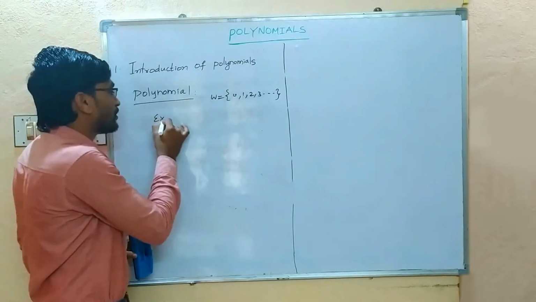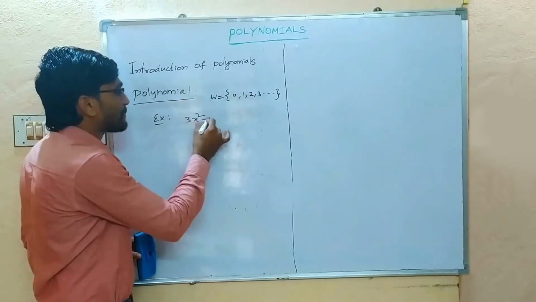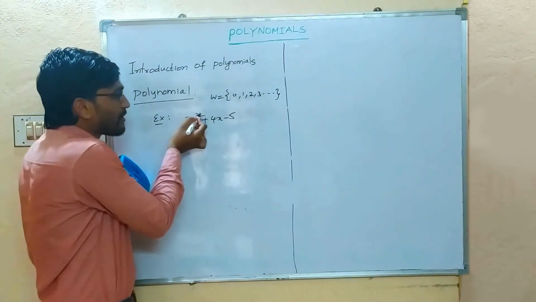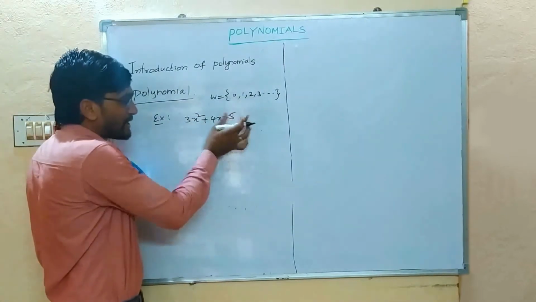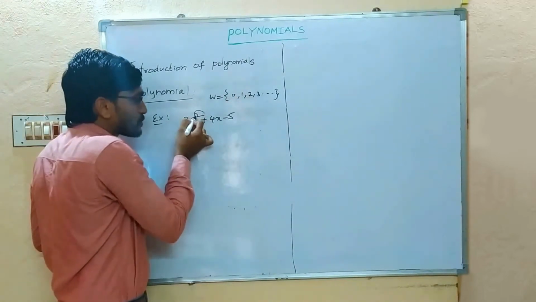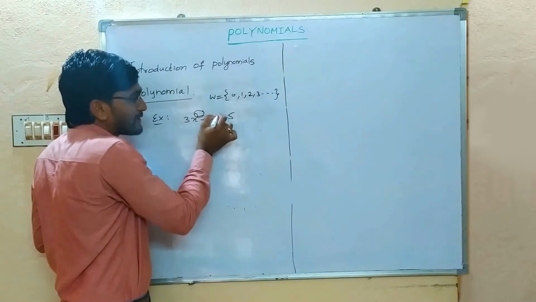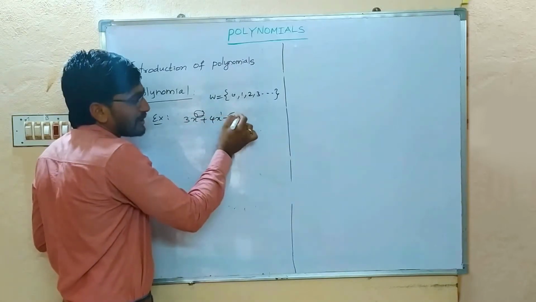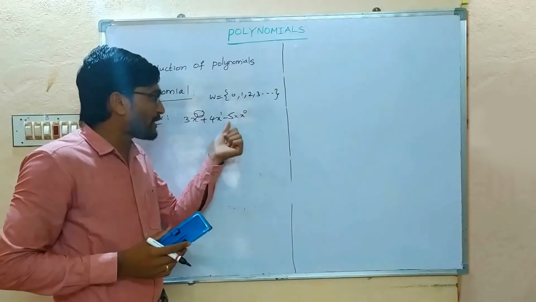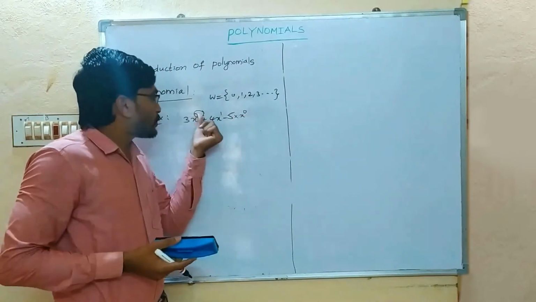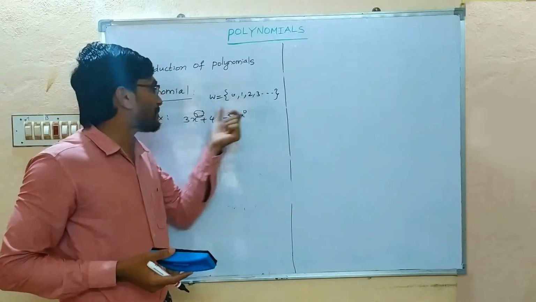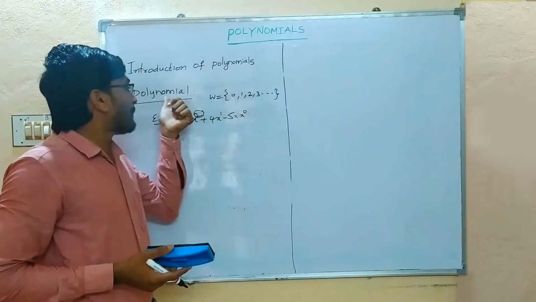For example, 3x square plus 4x minus 5 is a polynomial, because it is an algebraic expression in which the powers of variables are non-negative integers. Here the power is 2, here the power is 1. Here there is no power, that means I can write it as x power 0. X power 0 is nothing but 1, so 1 into 5 is 5. So 2, 1, 0 are nothing but whole numbers. So it is a polynomial.